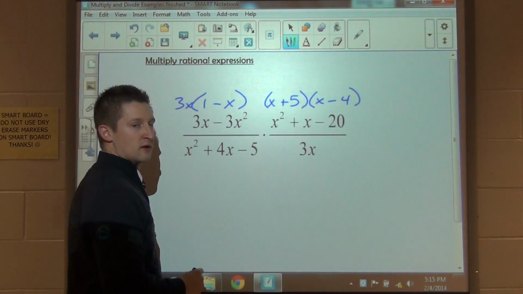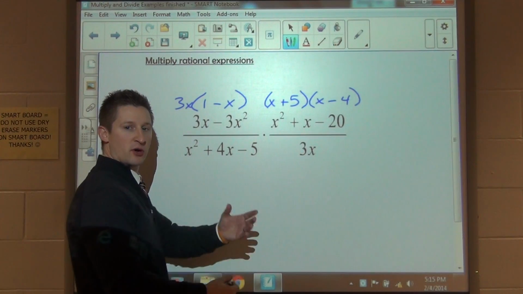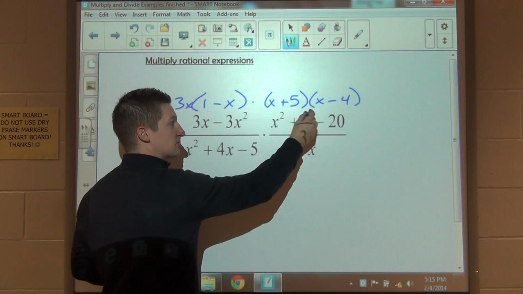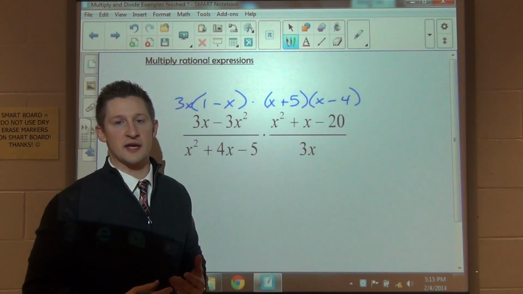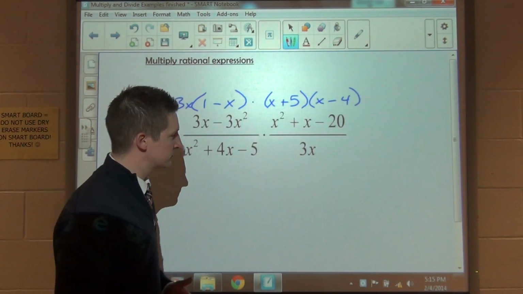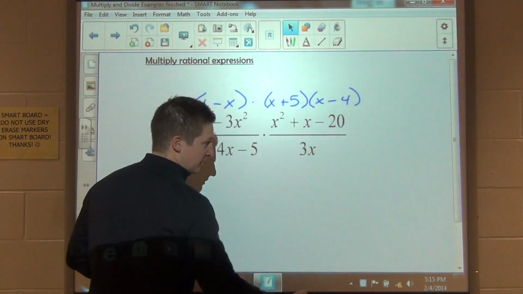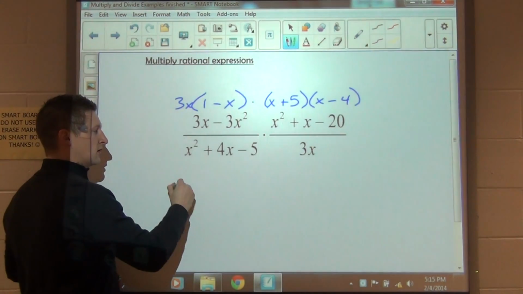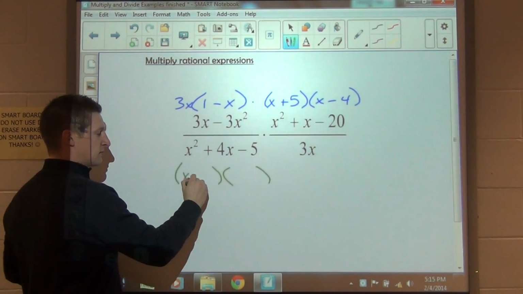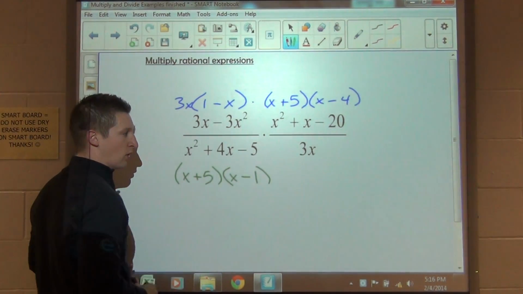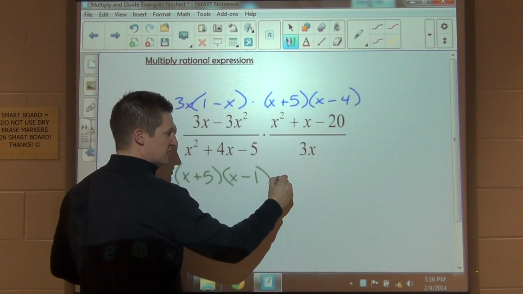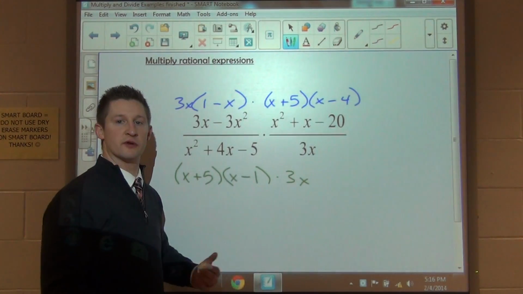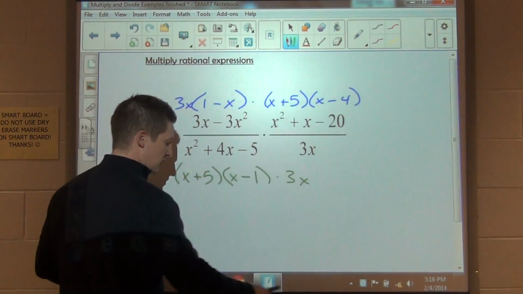The multiplication part: when I multiply two fractions, I multiply numerator times numerator. So I'm going to take 3x times 1 minus x times x plus 5 times x minus 4. And essentially, having them written next to each other implies multiplication. Now I'll do the same for the denominator. Factoring the trinomial that makes up the denominator of the left fraction, I have x plus 5 and x minus 1. And my other denominator is a simple 3 times x, which I'll write like so. Again, having them written next to each other implies multiplication.